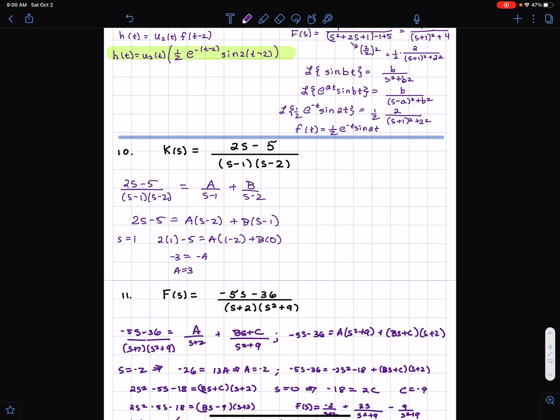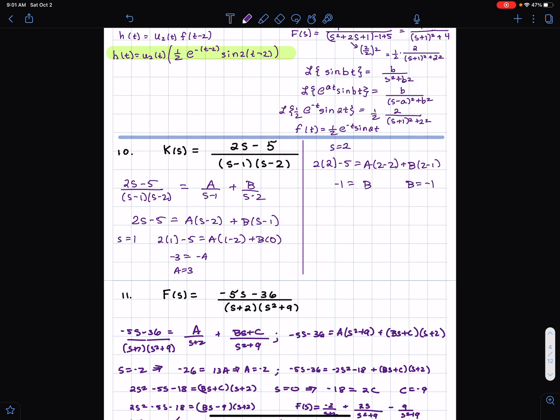And looks like I'm going to run out of room if I'm not careful. The next easy, convenient number would be put in s as 2. 2 minus 2 is 0. So for s equals 2, I'll have 2 times 2 minus 5 equals a times 2 minus 2, plus b times 2 minus 1. Negative 1 equals b. So b equals negative 1.